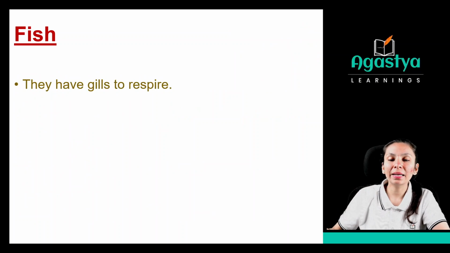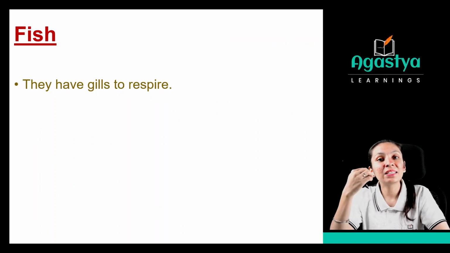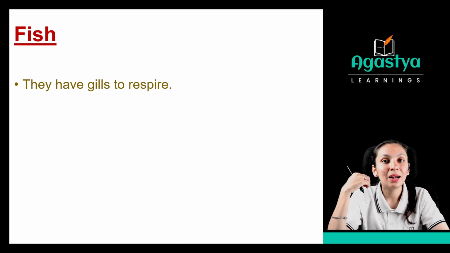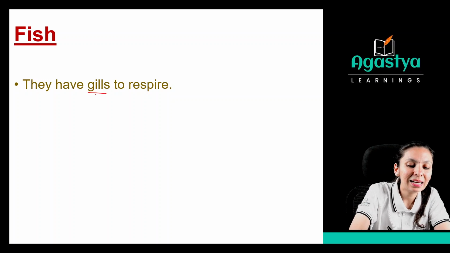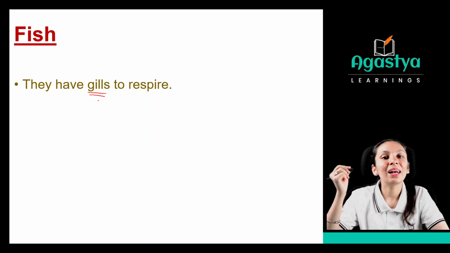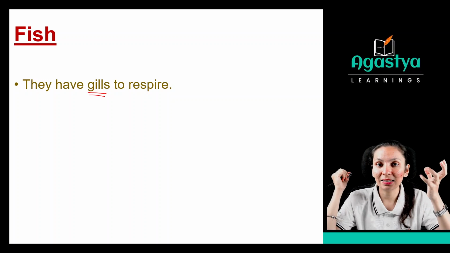Now see, they have gills to respire. As we are respiring through our lungs, they have a gill-like structure which will allow the exchange of gases, right?